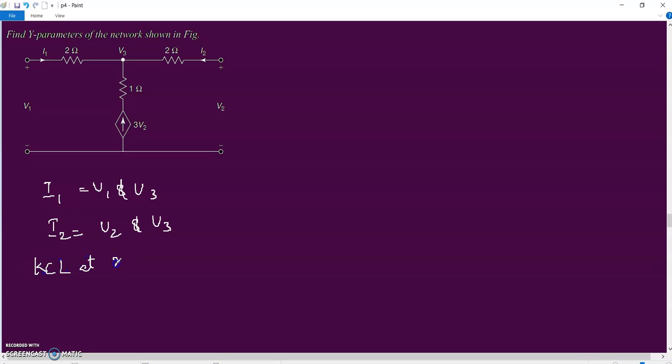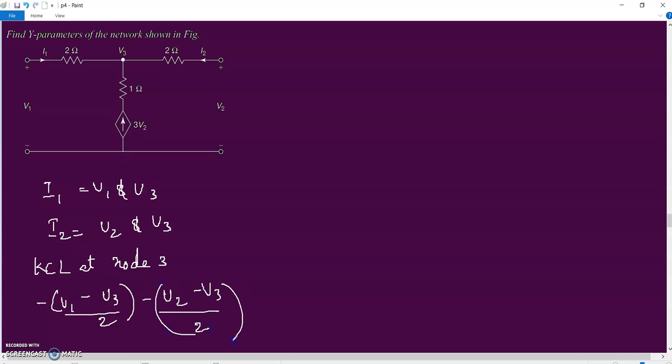KCL at node 3. So we can write the KCL at node 3 as all the currents are shown as moving into the node. So we can take all the currents as negative, that is minus V1 minus V3 by 2, minus V2 minus V3 by 2, minus 3 V2 is equal to 0.